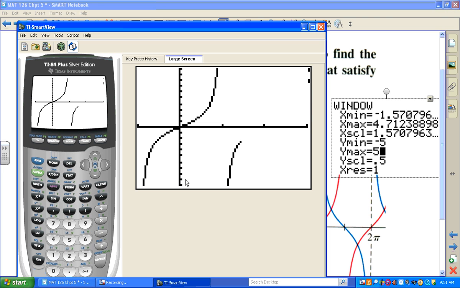So, on this graph, I see 2 cycles of tangent. I thought it would be like 1.5, or 2.5.